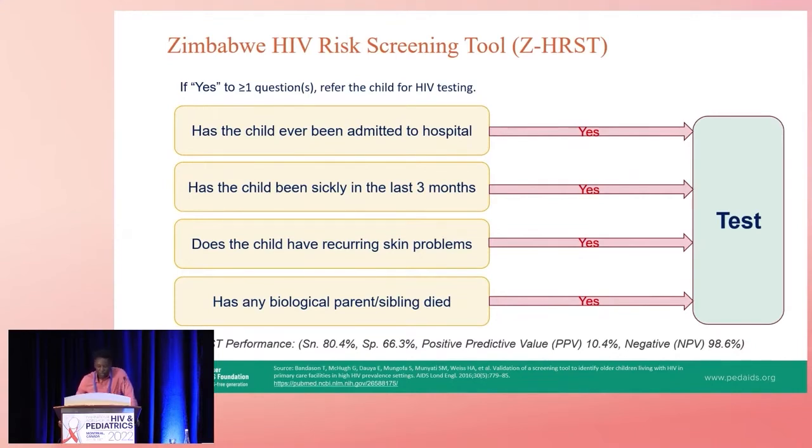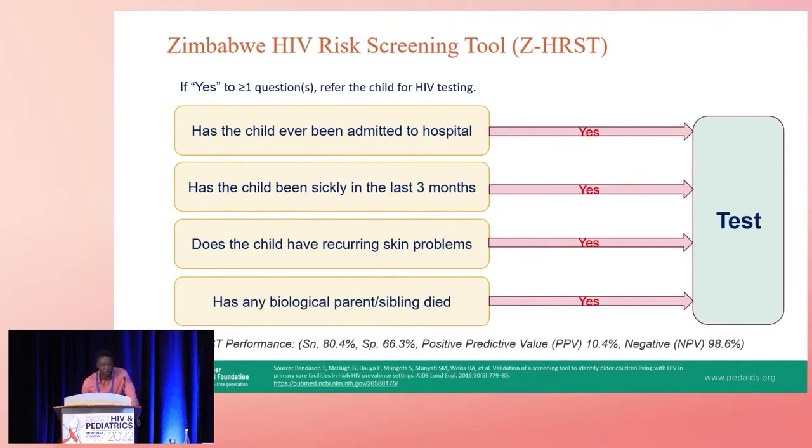The tool is based on these 4 questions. Has the child ever been admitted to hospital? Has the child been sickly in the last 3 months? Does the child have recurring skin problems, and has any of the child's biological parents or siblings died? When it was validated in Zimbabwe, this tool had a sensitivity of about 80%, specificity of 66%, positive predictive value of 10%, and a negative predictive value of 98%.